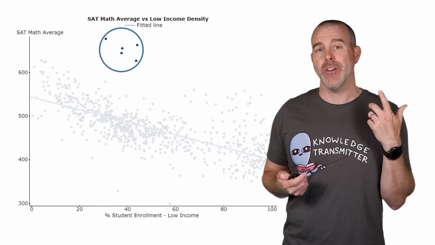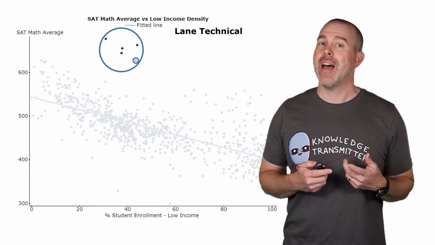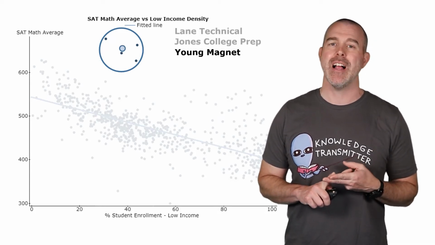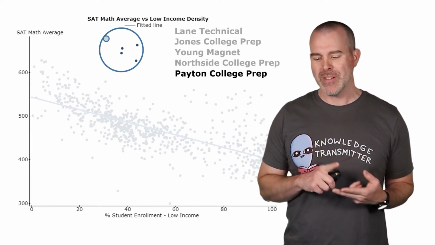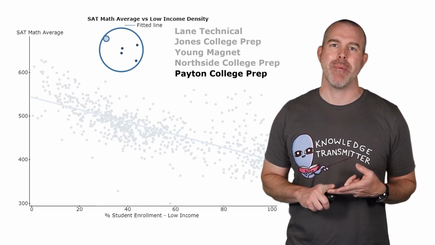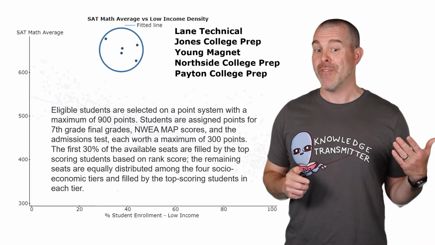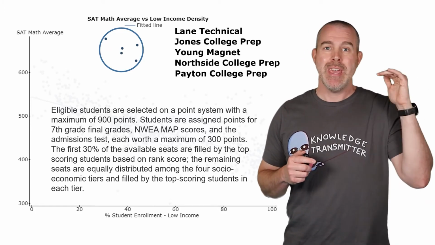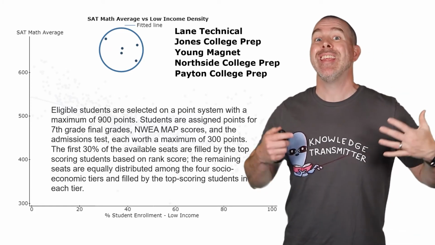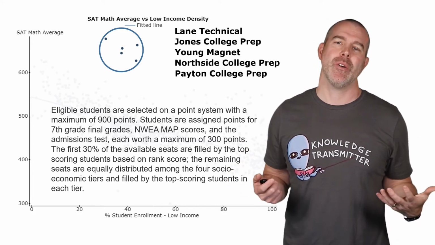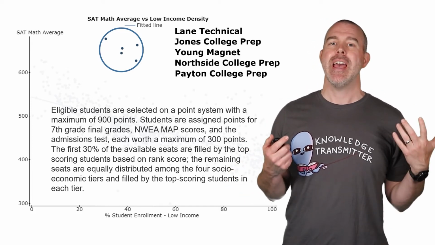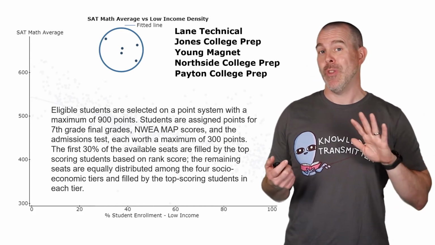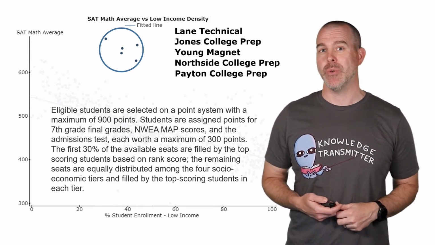In fact, if you look at those 5 that are above, those 5 are actually selective enrollment high schools in Chicago. You have Lane Technical, Jones College Prep, Young Magnet, Northside College Prep, and Payton College Prep. If you look at the criteria for these, you have to have certain scores and be kind of top performing before you can even get into those schools. So of course they're going to have really high SAT math averages compared to their low income density. So those are not really representative schools.